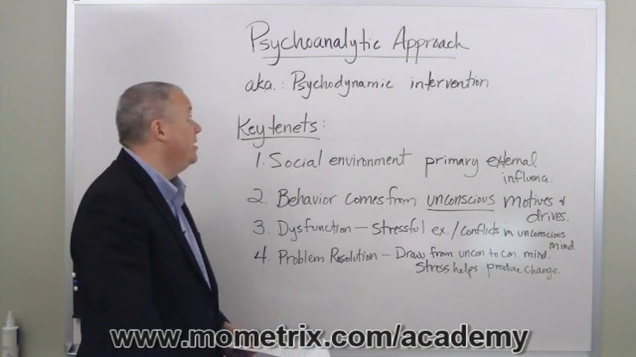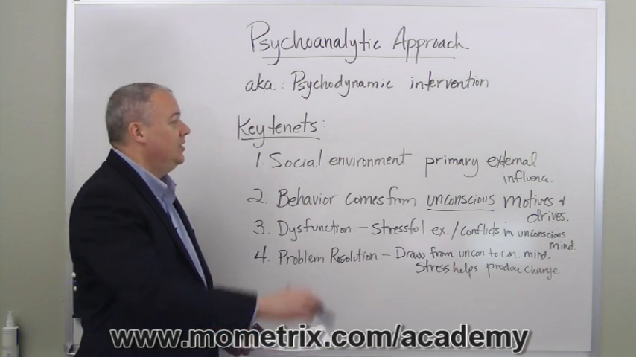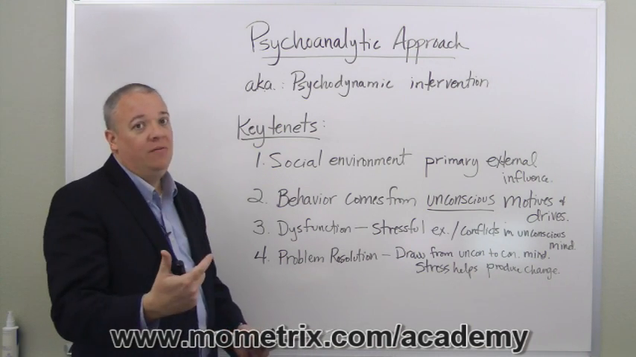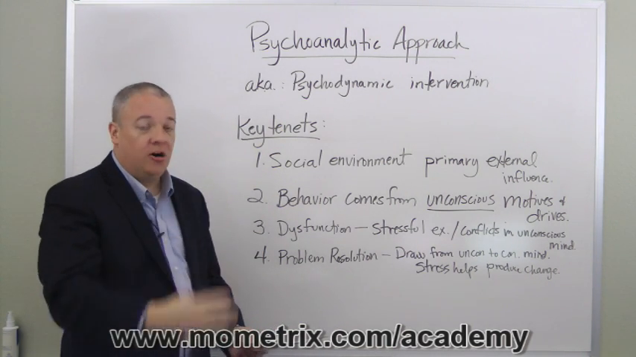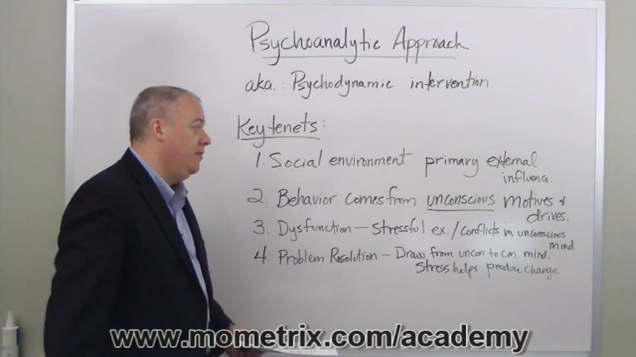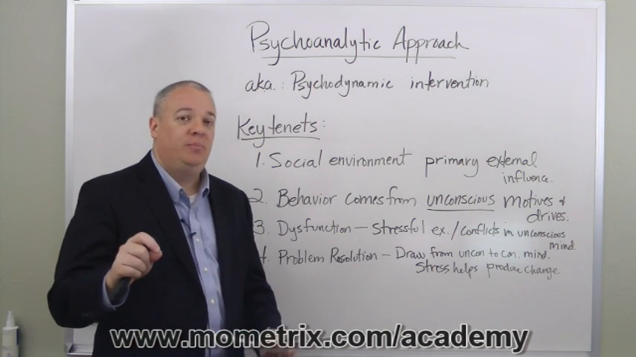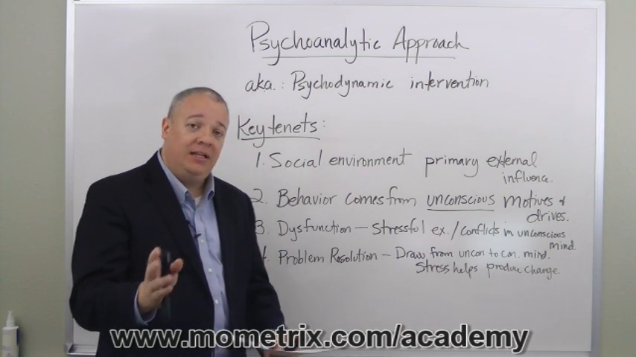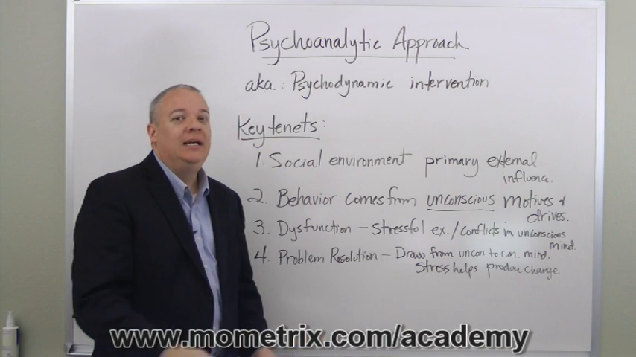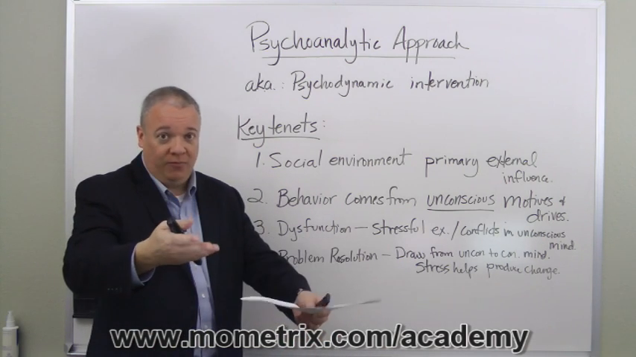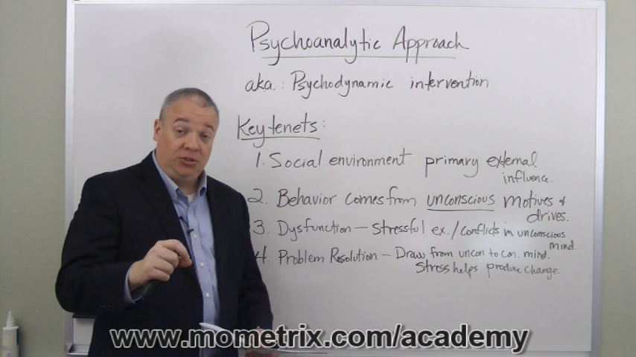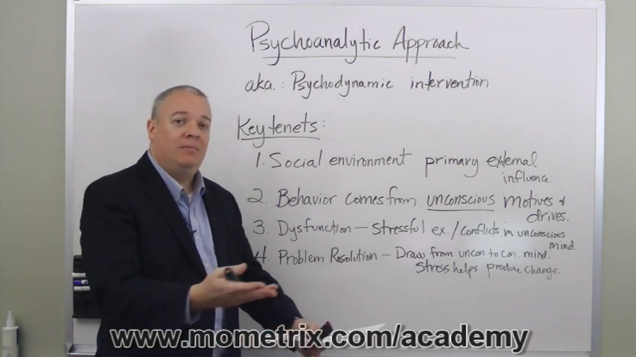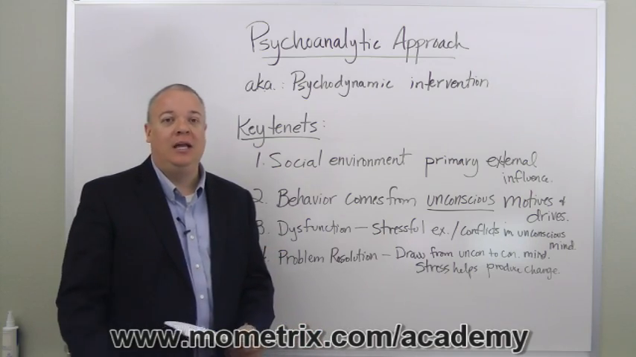So the key factors to remember here again in the psychoanalytic approach is that the primary external influence is always the social environment. All of our behavior flows from motives and drives found in our unconscious mind. Dysfunctional behavior is produced by stress-producing experiences and conflict in the unconscious mind, and the way to help alleviate that or change that or bring about good is to take the things that are in the unconscious mind and bring them forth into the conscious mind. It's stress-producing to do that, but then you help them use that energy from that stress to redirect them and promote positive changes in their life and their behavior.